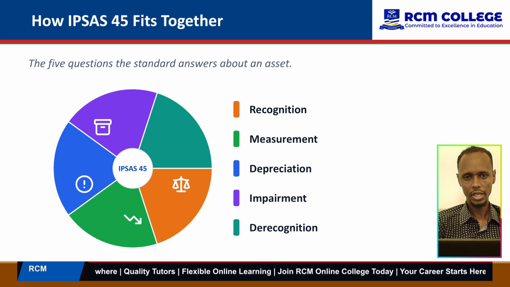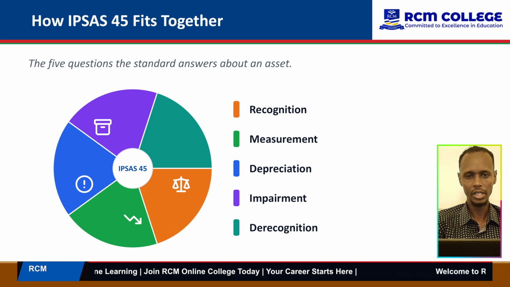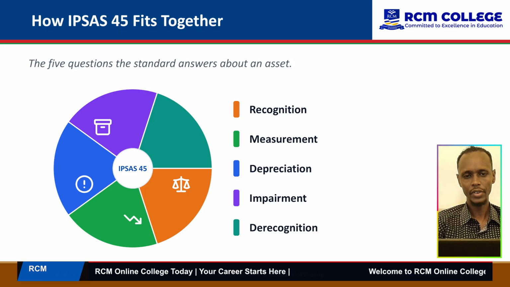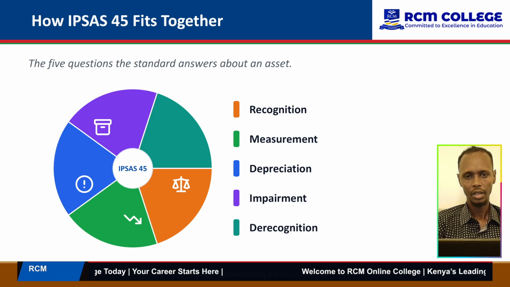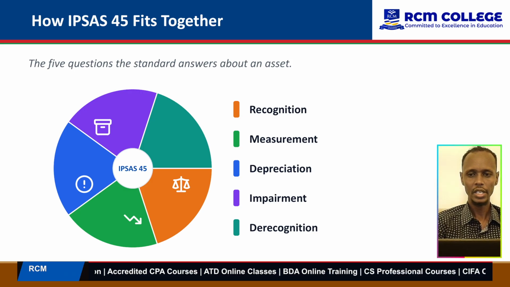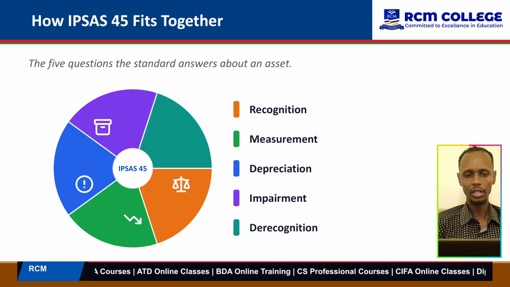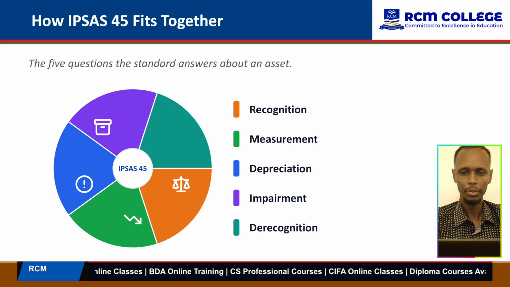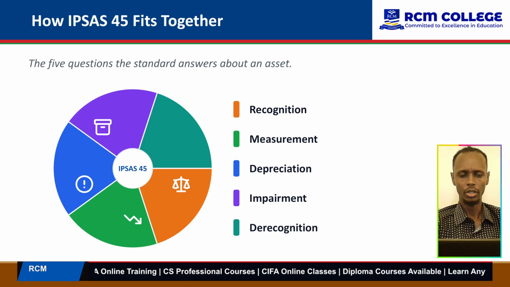When you talk about IPSAS, normally it is the purpose. What is the purpose of this IPSAS? Every IPSAS comes with a purpose. For example, property, plant and equipment: the purpose is when you have those assets, those vehicles, those buildings, and the purpose is for administration. For IPSAS 16 or investment property, we say the purpose is for rental or capital appreciation.